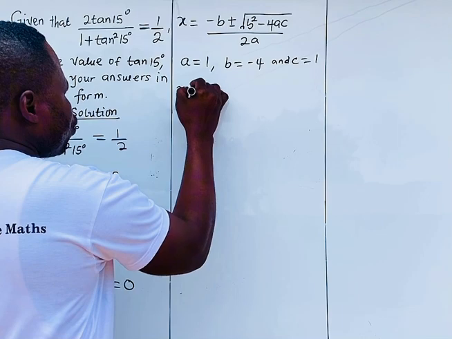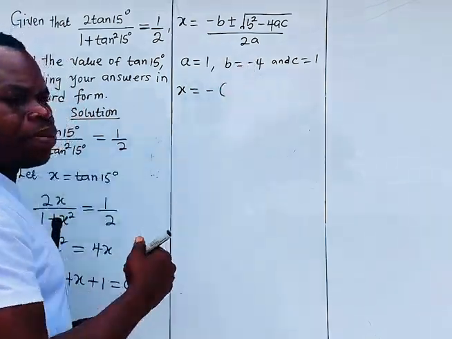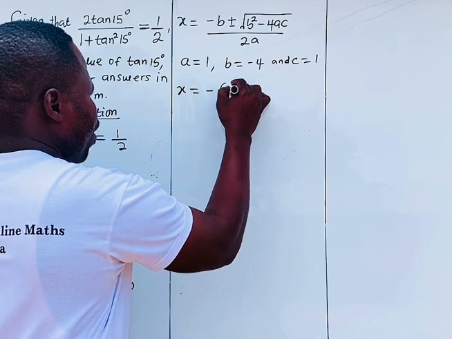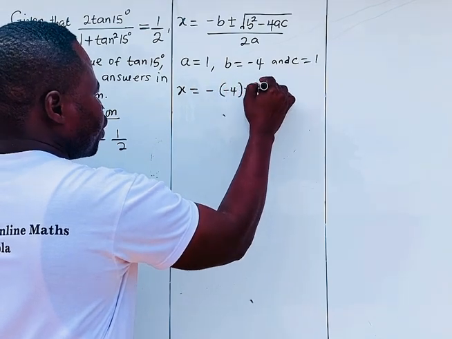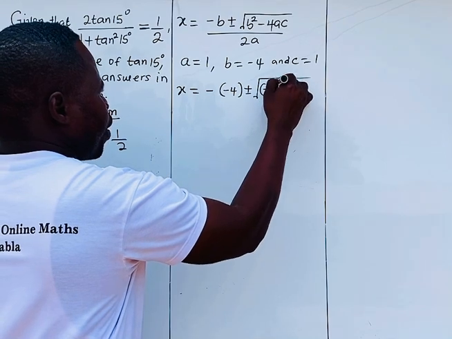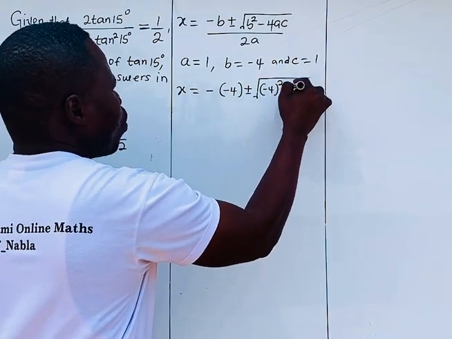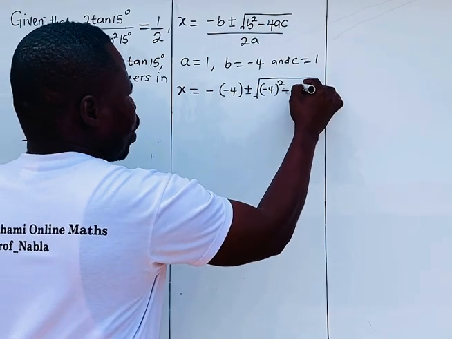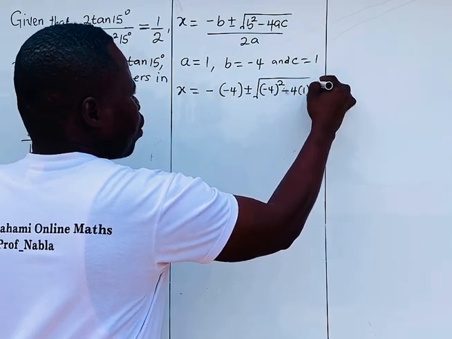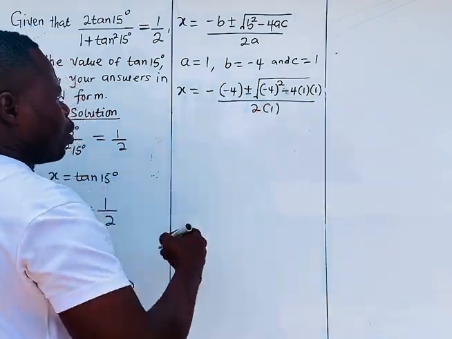So here I have x equal to minus b. Since b is minus 4, I will have minus minus 4 plus or minus the square root of b, that will be minus 4 squared, minus 4a, where a is 1 and c is 1, all over 2a, that will be 2 times 1.